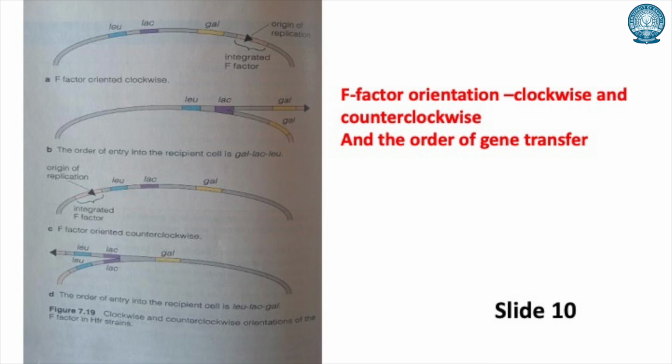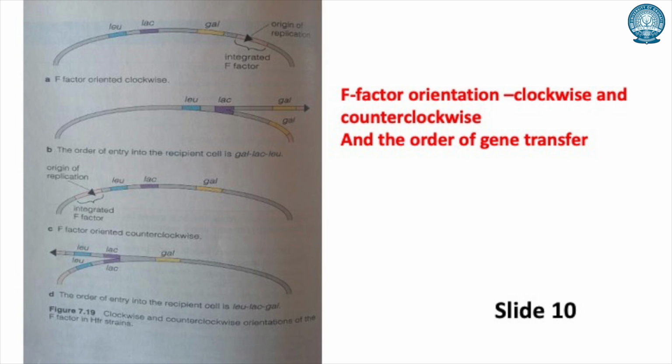So already we know that the F vector is integrated into the HFR chromosome and also it carries the origin of replication. So if you see here in part A of the figure, you see the integrated F vector with an arrow mark. That is called the origin of replication. Just behind the arrow mark you have the following genes: GAL, LAC and LEU.